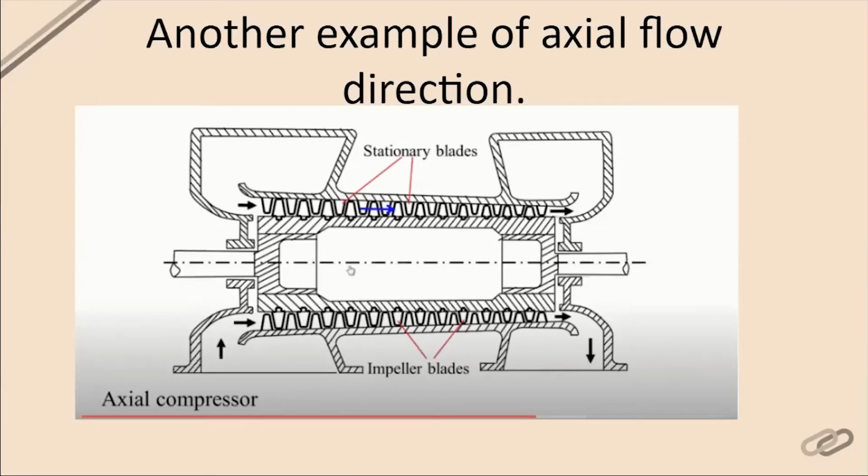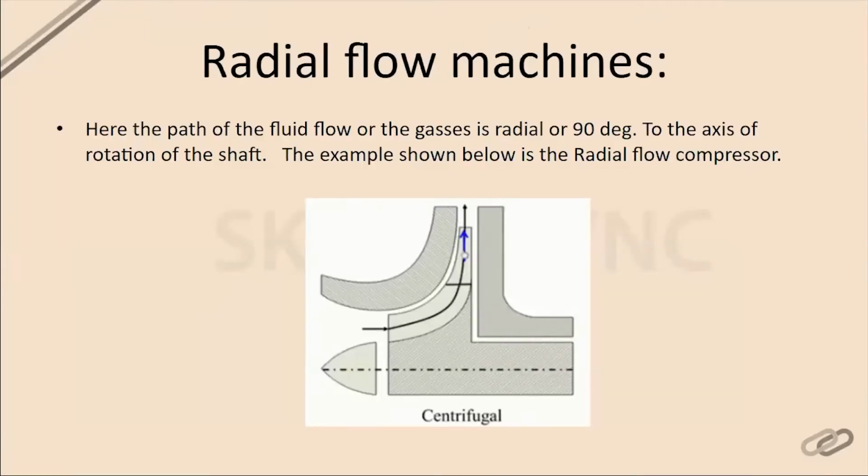Again, if you see the arrows on the left side, above and below the shaft, you can see the direction of the flow, which is again in the axial flow direction. Now you can see again a dashed line on the shaft at the bottom of the diagram, and you have the black line and the arrow mark at the top of the screen. This is the direction of the flow.